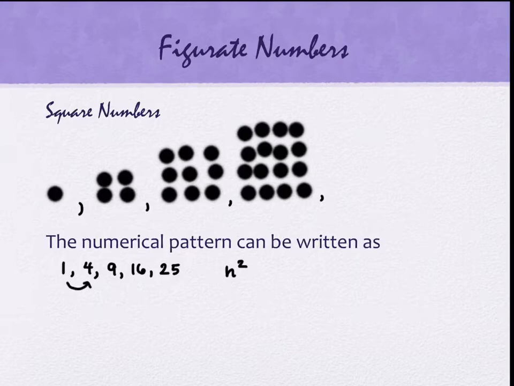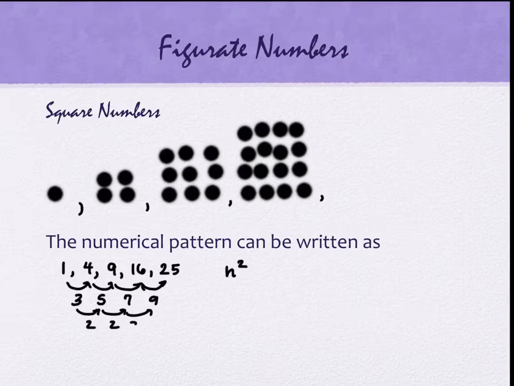All right, so let's find the differences and see what happens. The first one would be 3, and then what? 5. Okay, so they do not have a common first difference. But what happens if you do it again? There are 2's everywhere. So this one also has a common second difference.